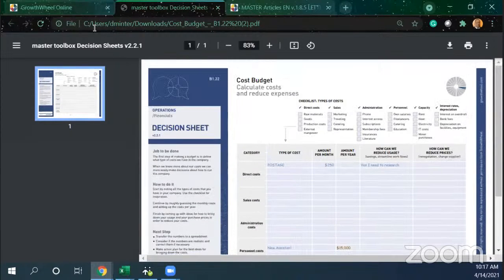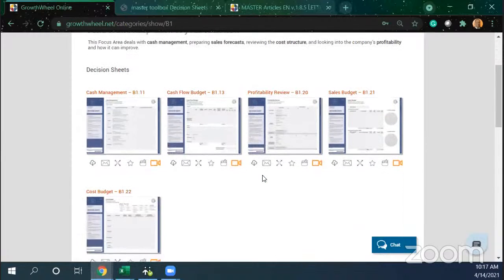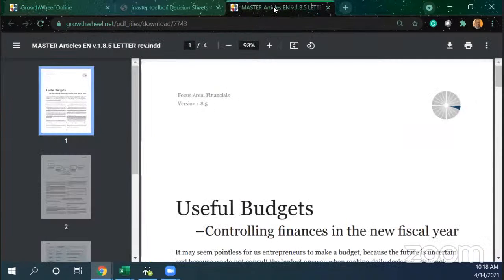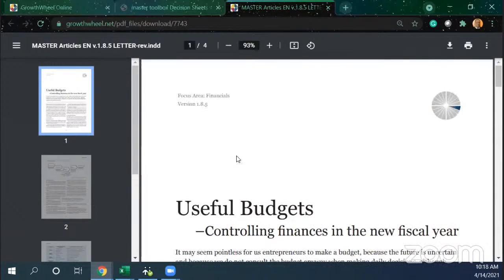That's kind of the first level of things that we want to look at on cost budget. Does anybody have any questions, please, on any of this stuff? Guys, do you have any questions? Because there's so much to talk about with financials. I think the best thing to do is, you will be getting a copy of this.